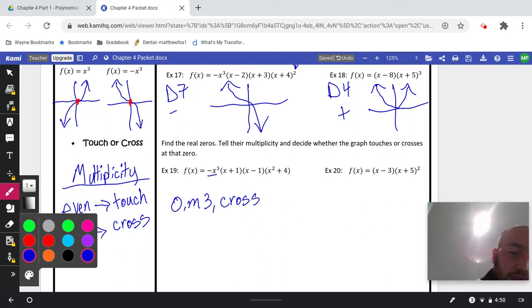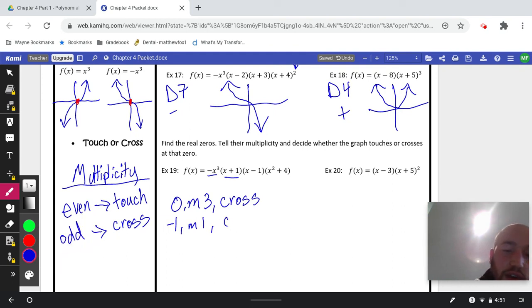Okay, our next one. Right here, the opposite of that, negative 1, multiplicity of 1, which is still odd, so once again, it will cross. Then we have 1 from here. Again, multiplicity of 1, and that will also cross.